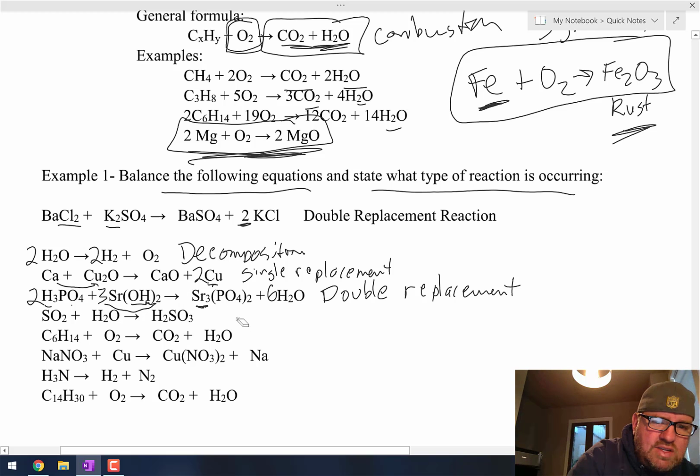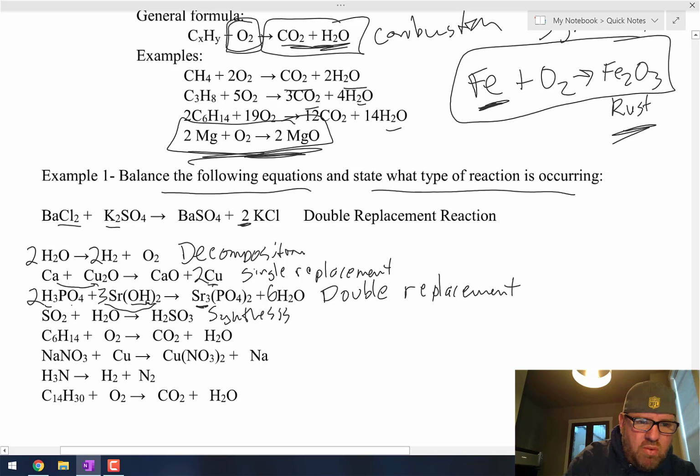Okay, this next example, SO2 plus H2O makes H2SO3. I believe that is already balanced. Yes, it is. And it's two things coming together to form one. So that is a synthesis reaction.